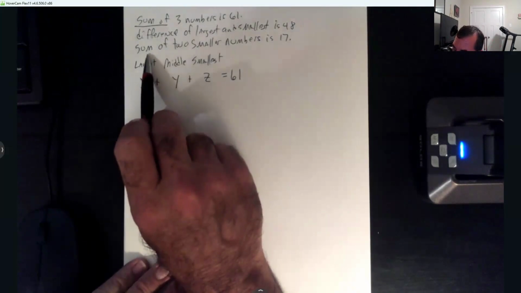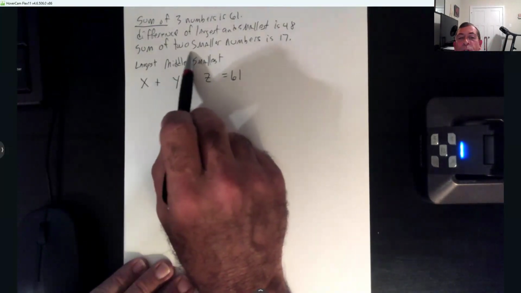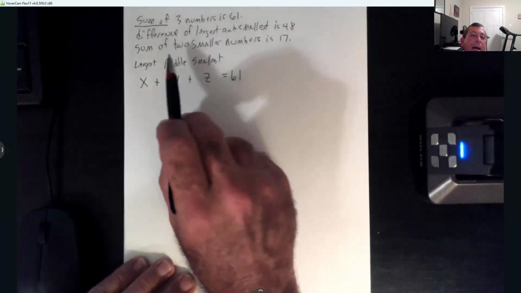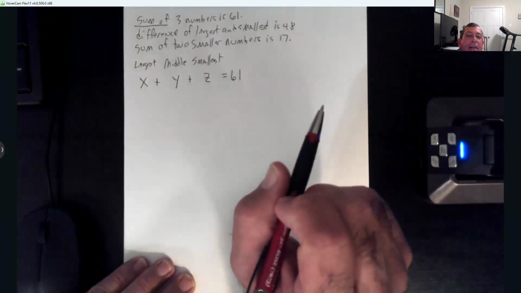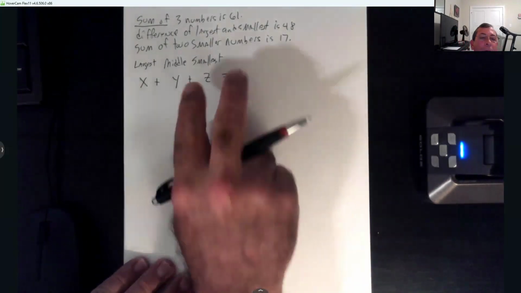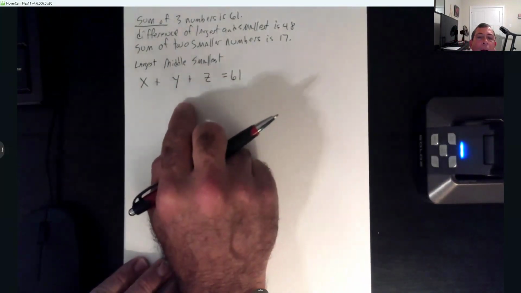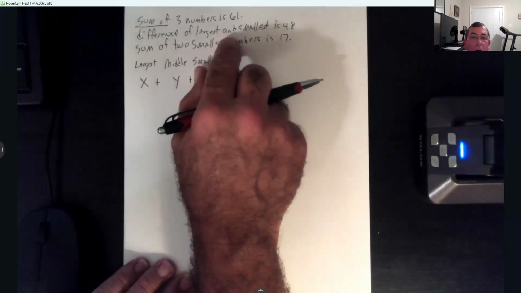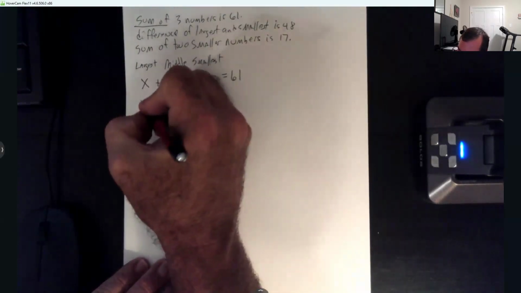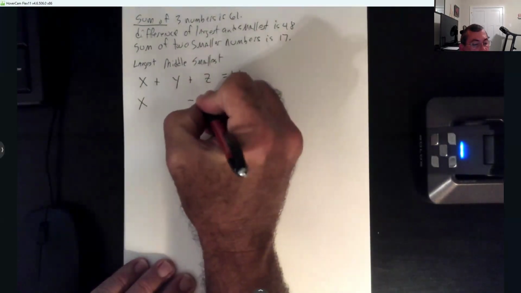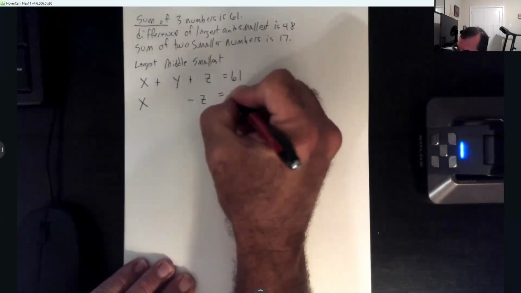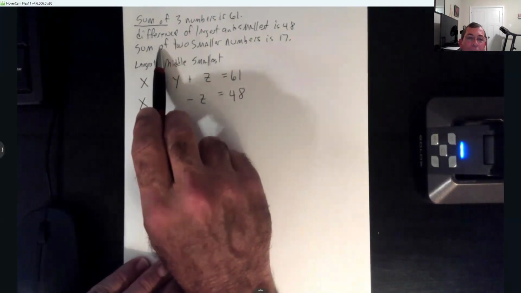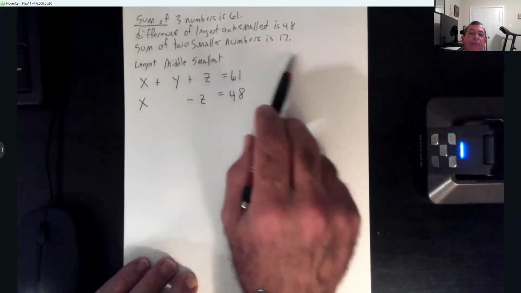All right, y'all, what about this one? The sum of the two smaller numbers is 17. So what is my second? Oh, hang on. Yeah, because I was on the wrong sentence. So the difference of the largest and smallest is 48. So good job. The largest was X, smallest was Z, and that'll equal 48. And then the third equation was the sum of the two smaller numbers is 17.